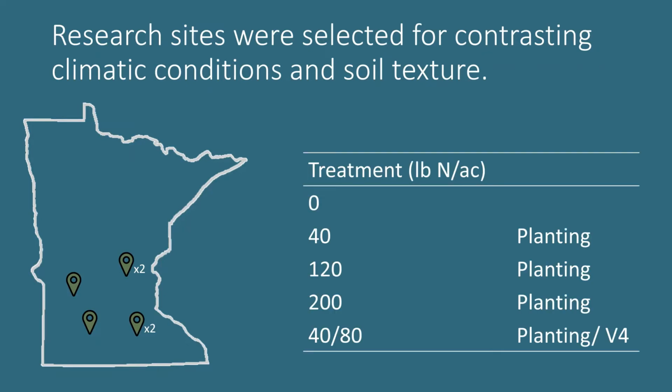And the treatment structure that we used was a 0 nitrogen check plot, 40 pounds, 120 pounds, 200 pounds of urea applied at planting, and then a split application of 40 pounds of nitrogen applied as urea at planting and 80 pounds applied at the V4 corn development stage.